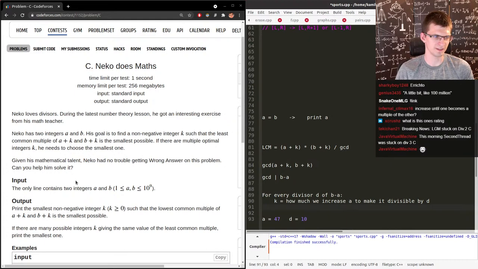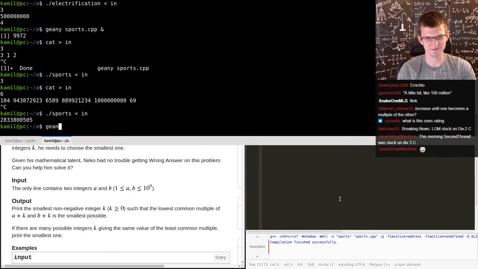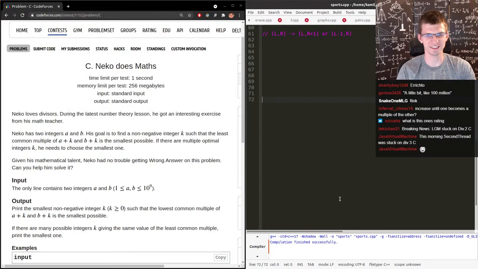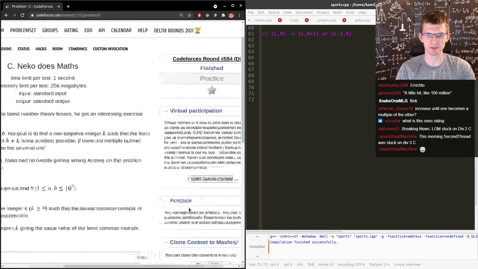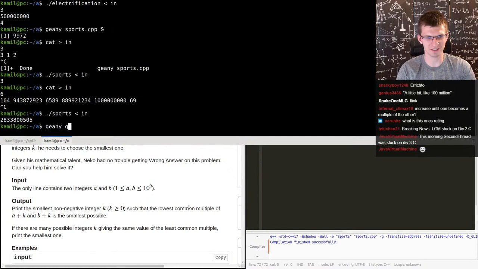LGM stack on Division 2, not anymore. Division 2C is Division 1A usually, and it's not that always somebody red needs to be able to solve it in half a minute. It's not that bad. Sometimes actually it's bad to be high rated because people expect you to solve all the problems immediately, or at least all easy problems immediately.